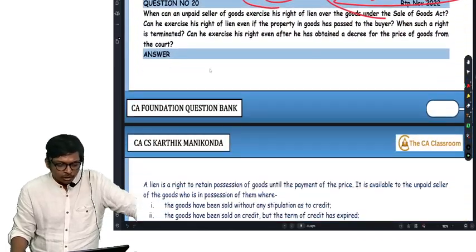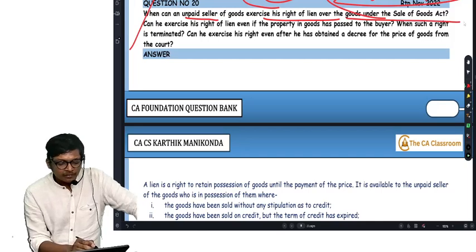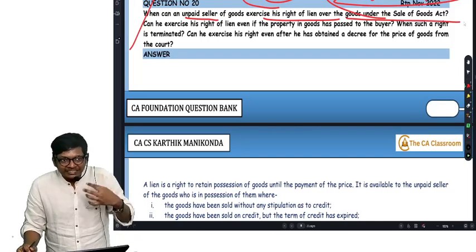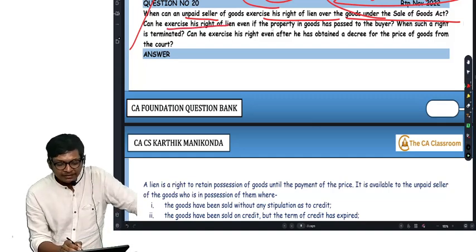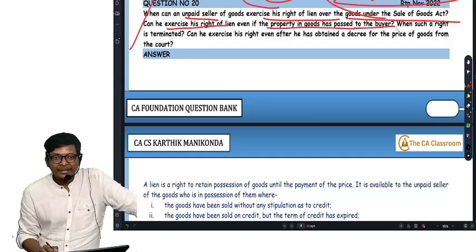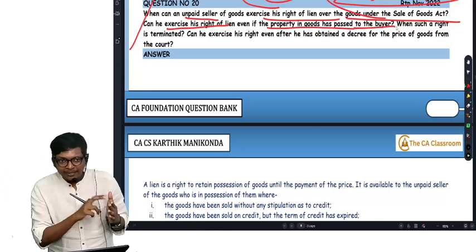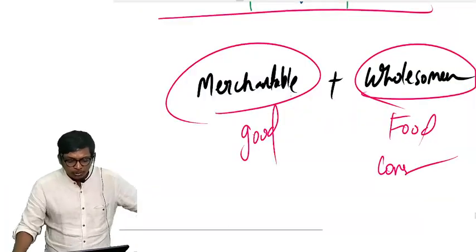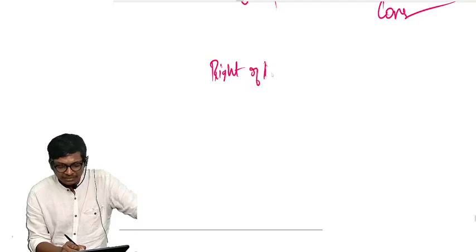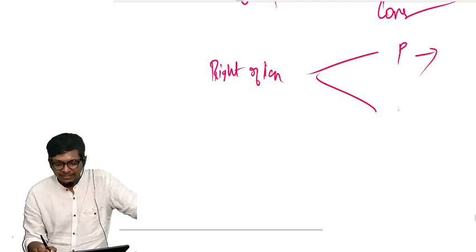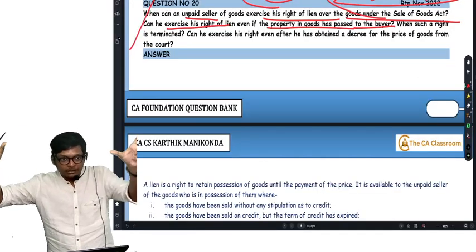Okay. Question 20. When can an unpaid seller of goods exercise rights over lien of goods? When the goods are unpaid and goods are still in my possession, not control. Can he exercise right of lien even if the property has passed to the buyer? Yes. There are two cases: property in the goods has passed, property in the goods has not passed. Do you remember in the book they will tell right of lien can come in both cases. Property has passed, property has not passed. Correct?